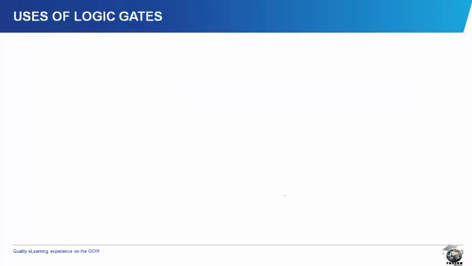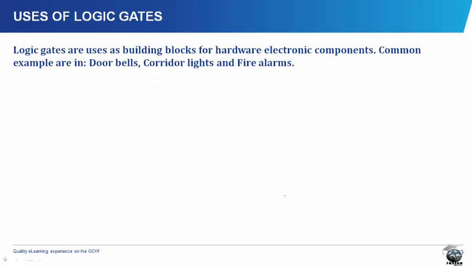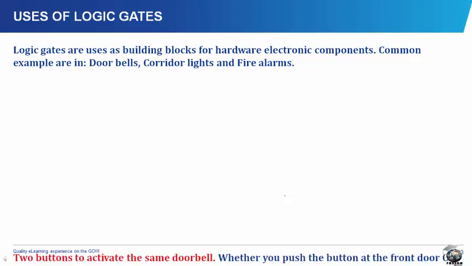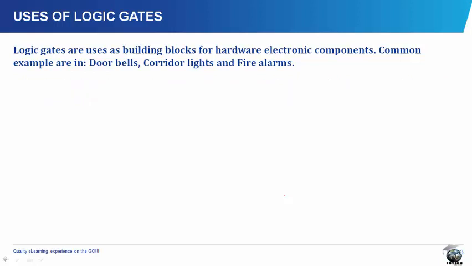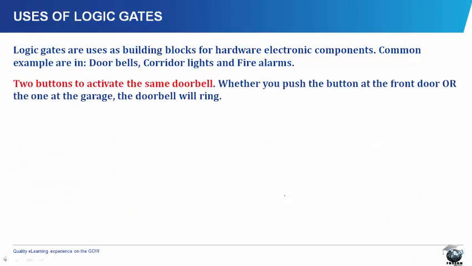Let's now discuss the uses of logic gates. Take for example that a building has a doorbell. What happens when one button is pressed at the front door and the other at the back door? Let's take some examples. When we have two buttons that activate the same doorbell, if you push the button at the front door or the one at the back door, the doorbell will ring. That is an OR gate.